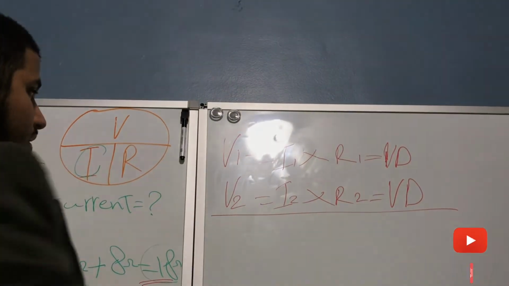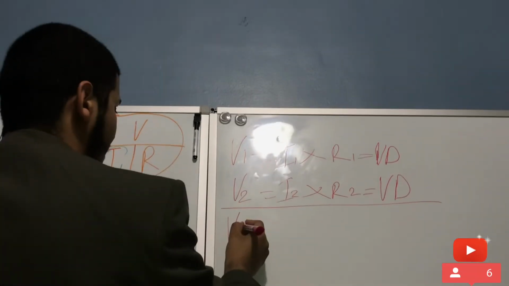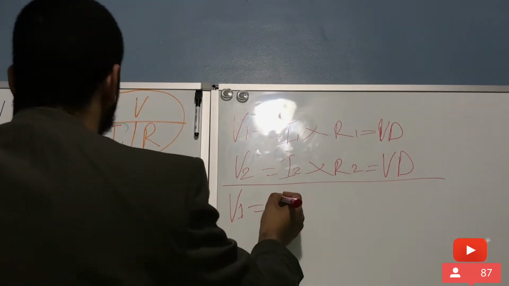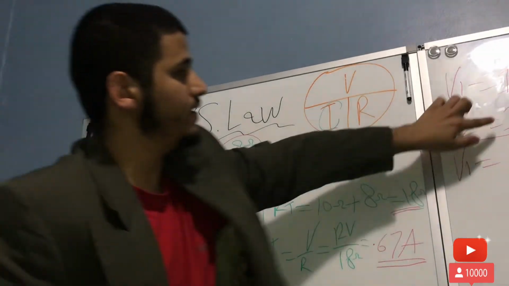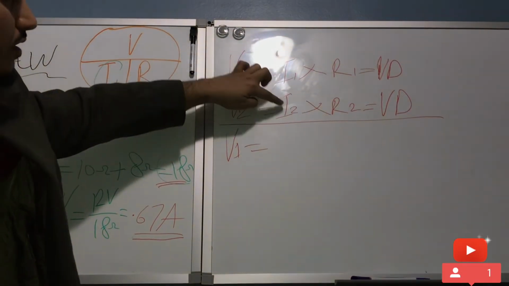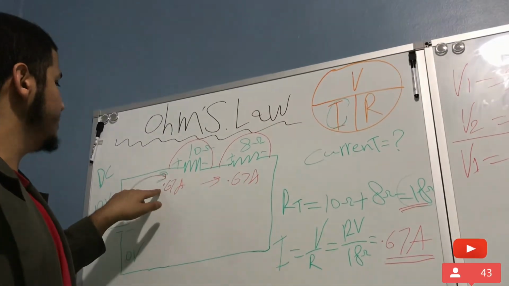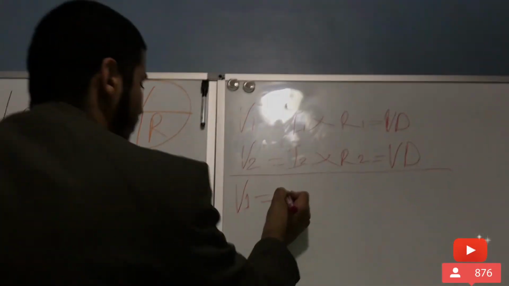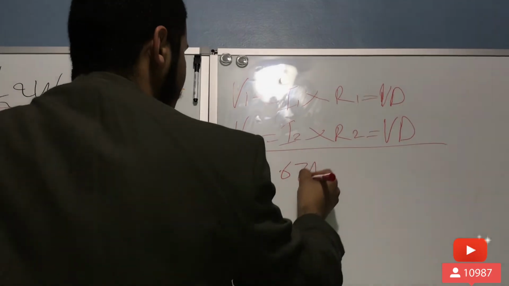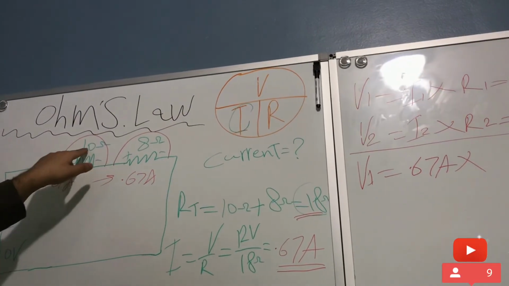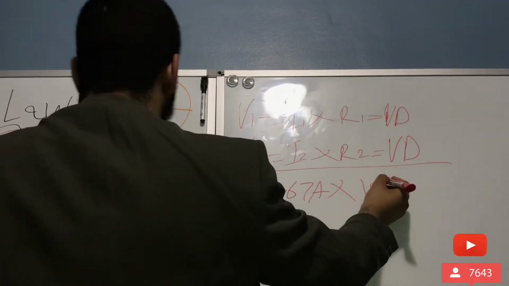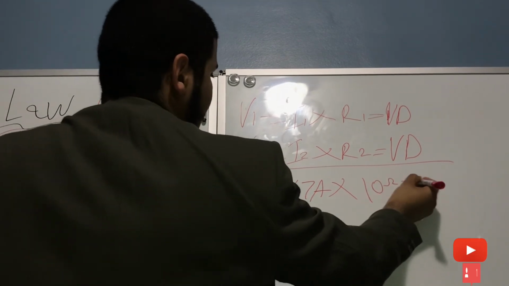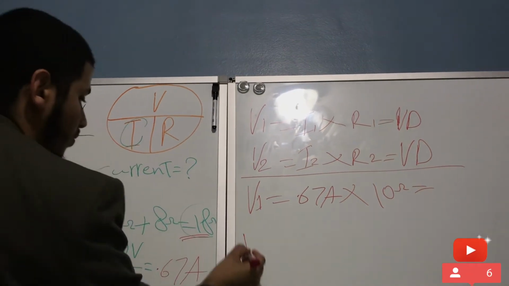I didn't put the answer. The answer you put here: V1 equals how much? We need to find the voltage drop, right? You put the current, the 0.67 amps, times what? Times the resistor. How much resistor in here? 10. You put 10 ohms resistor. And how much do you get? Well, we get V2.